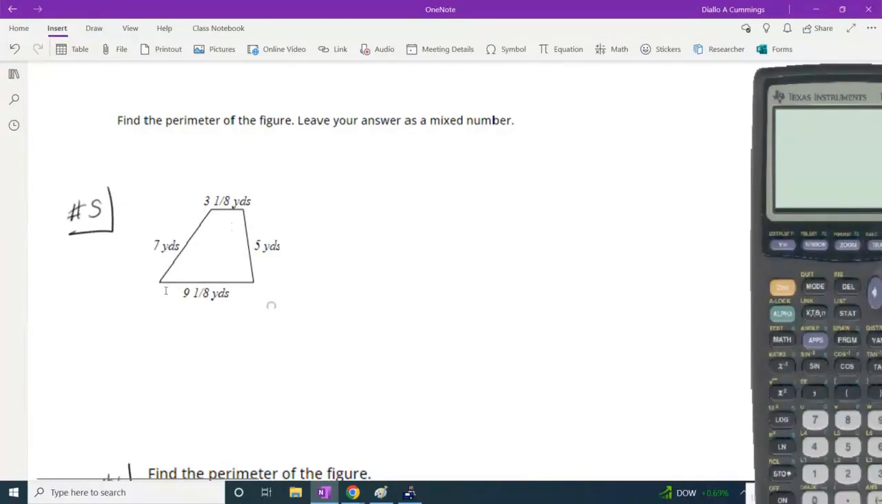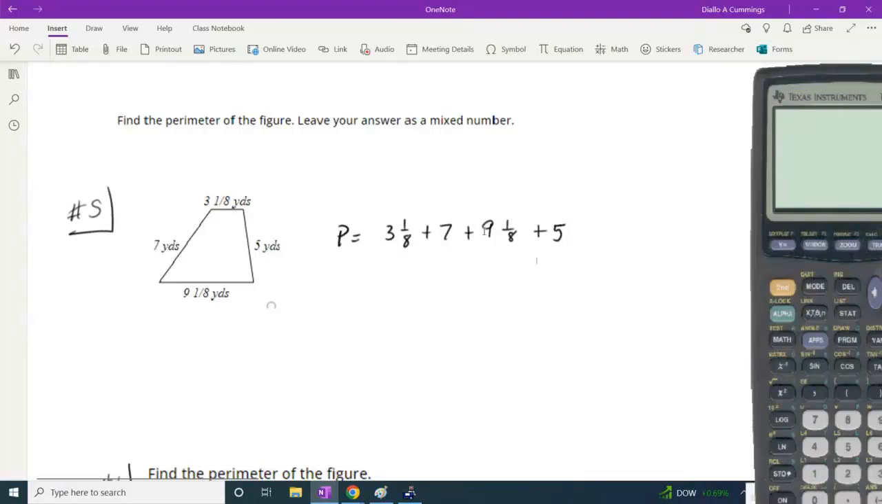So in order to find a perimeter, I'm going to add all of the side lengths. So the perimeter is going to equal 3 1/8 plus 7 plus 9 1/8 plus 5. So I'm going to add up all the side lengths. The first thing I'm going to do is add up all of my whole numbers. So 3 plus 7 is 10. 10 plus 9 is 19.